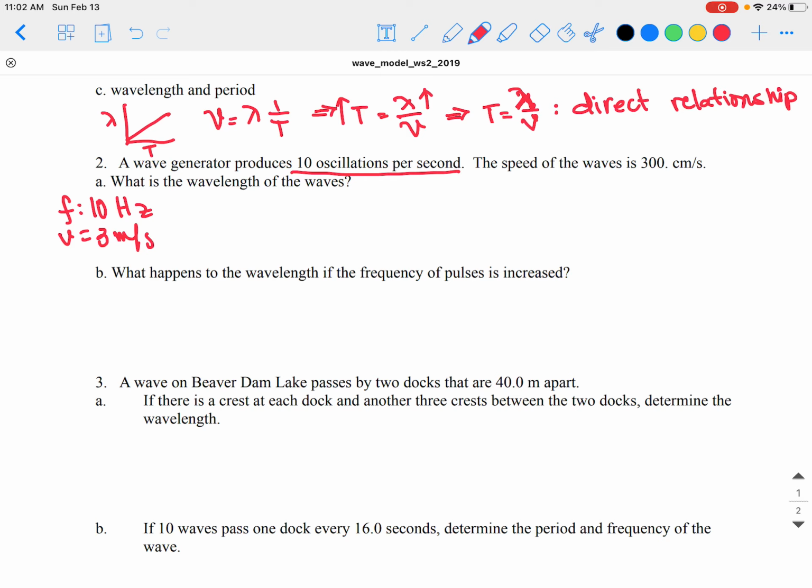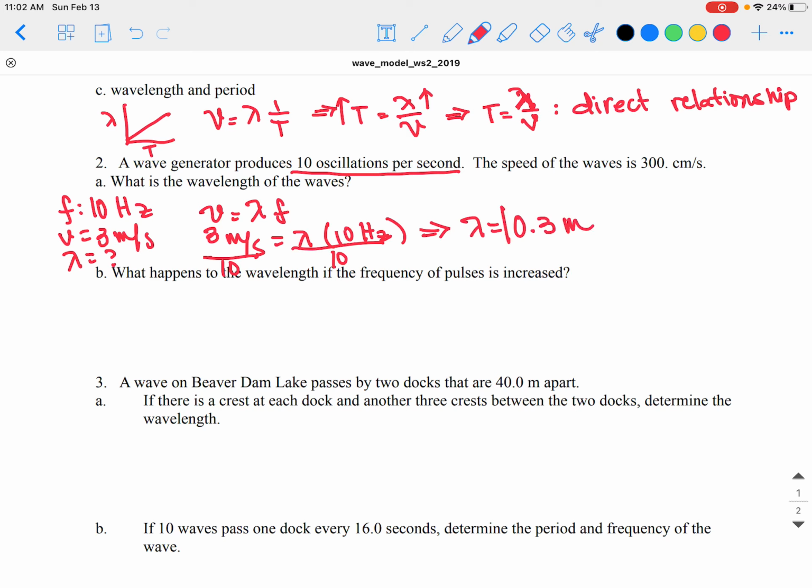Now we have to solve for the wavelength, so the wavelength is my unknown. I have my equation that velocity equals lambda times frequency. I know my velocity is 3 meters per second, and my frequency is 10 hertz. If I divide both sides by 10, I get lambda equal to 0.3 meters as my final answer. If you kept it in centimeters, it would be 30 centimeters.